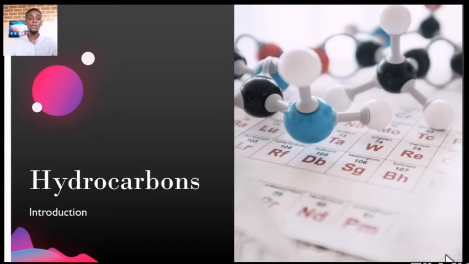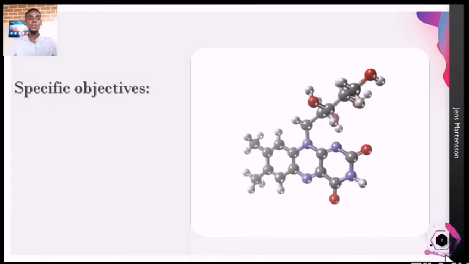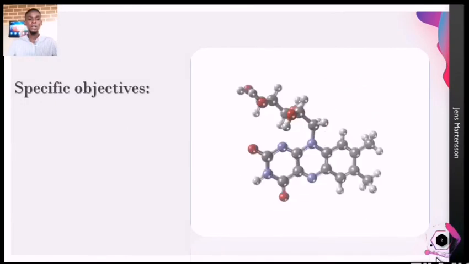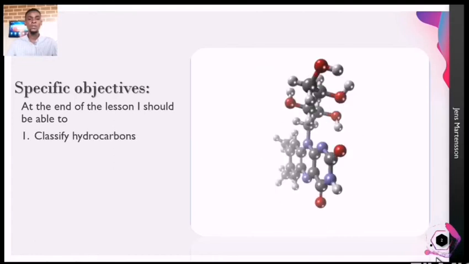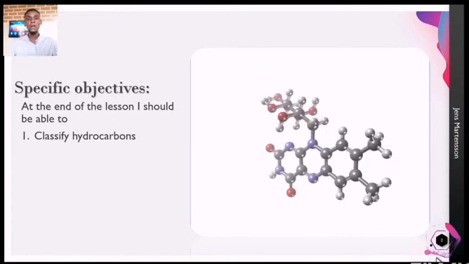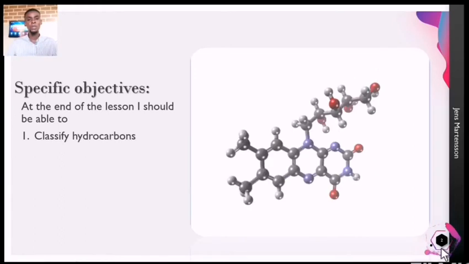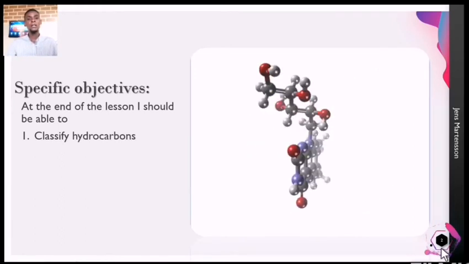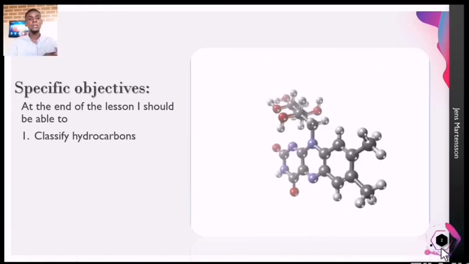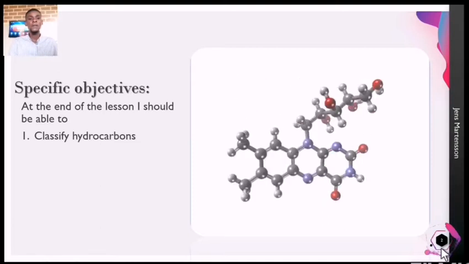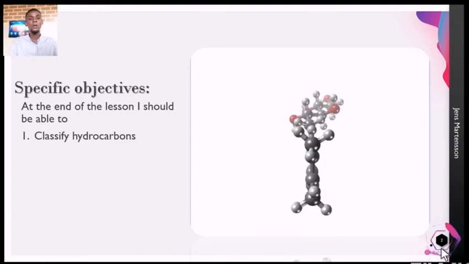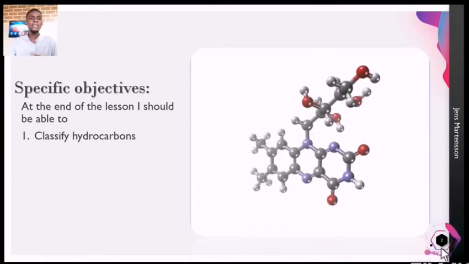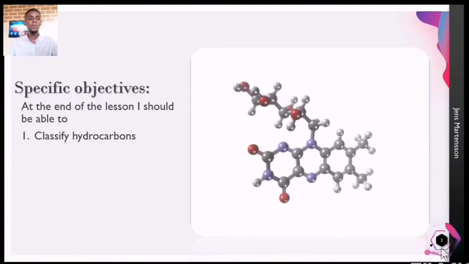What are our objectives for the lesson? The first thing you should learn at the end of the lesson is you should be able to classify hydrocarbon. You should know how to classify hydrocarbon at the end of the lesson. It's not so important, but it will allow you to understand it even as we advance further. You can simply place certain families of organic compound, which we'll be naming as we advance forward, into groups and allow you better understand it.